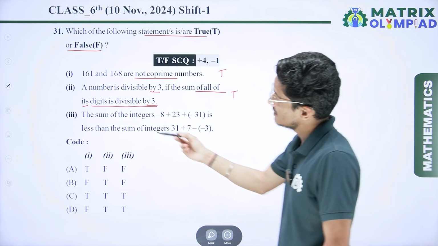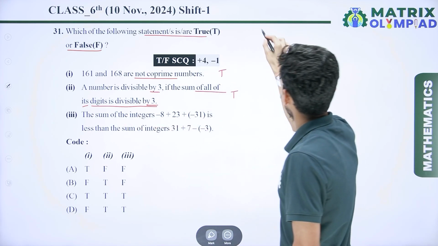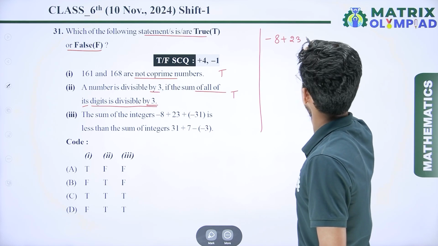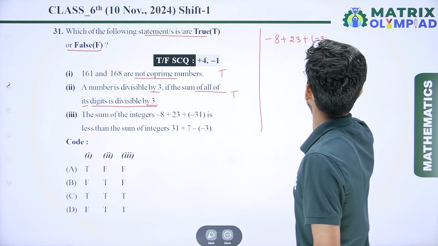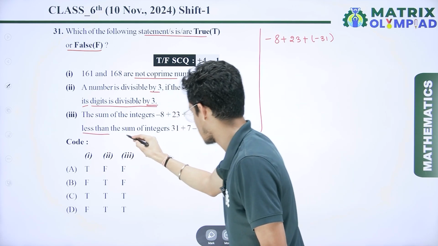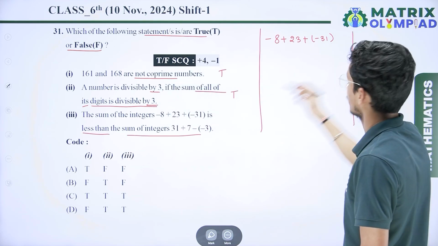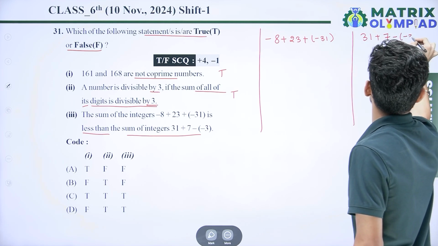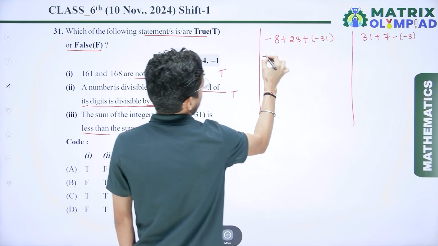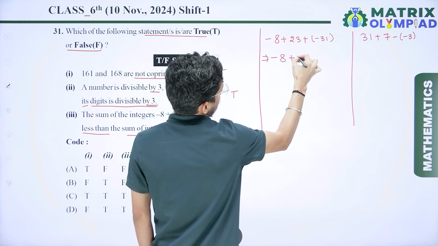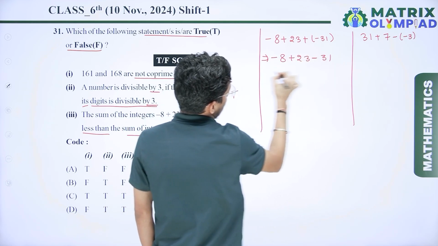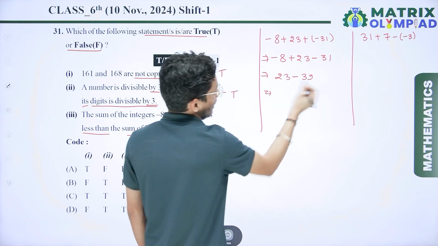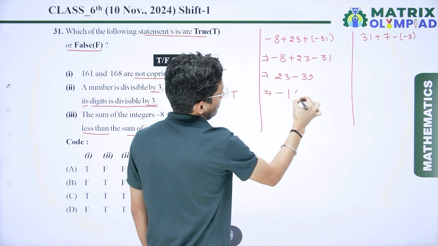If I talk about the third one, that is the sum of integers, we have given integers, that is minus 8 plus 23 plus bracket minus 31, each less than the sum of the integers 31 plus 7 minus bracket minus 3. So first if I simplify here, I get minus 8 plus 23 minus 31. So here I get 23 minus 39. So simply 7 and 9, 16. So here I get minus 16.